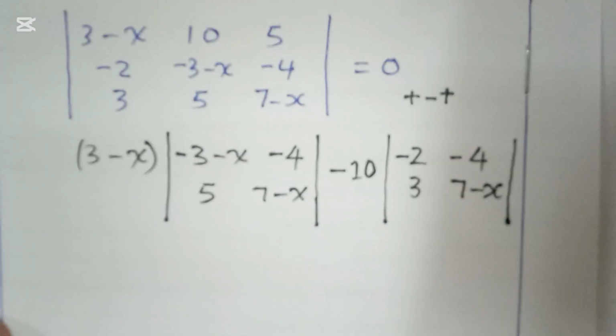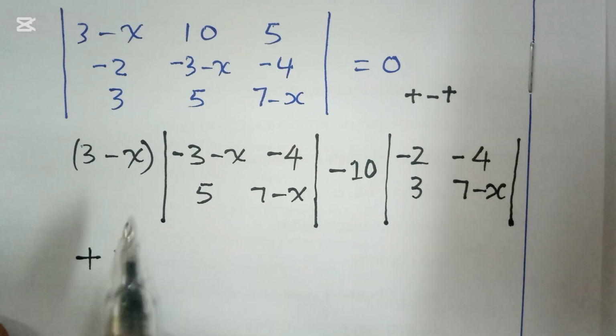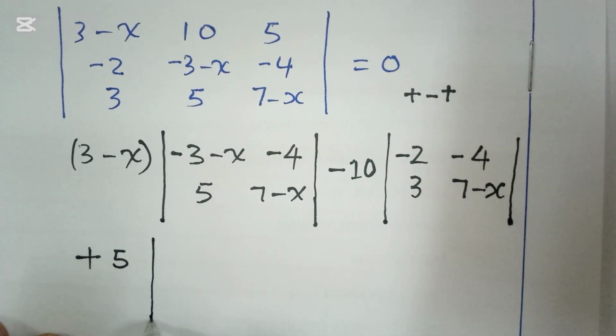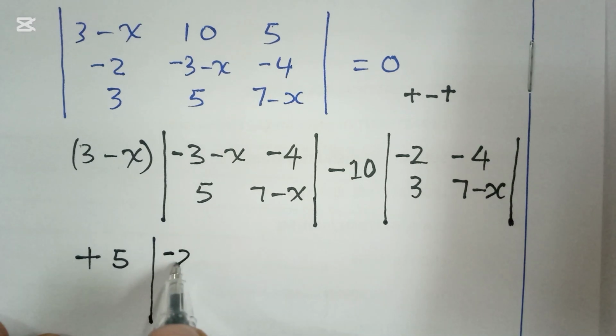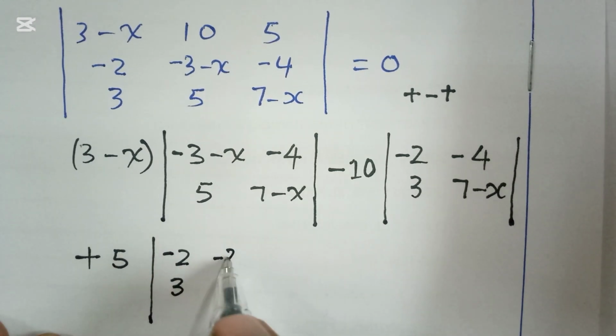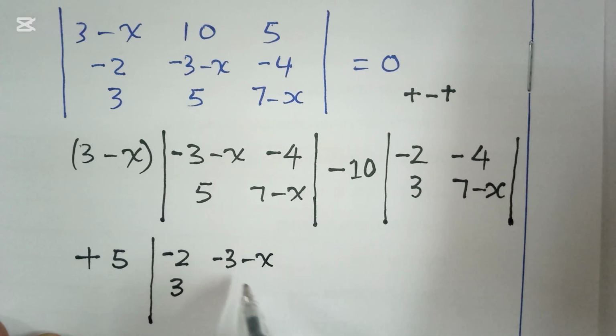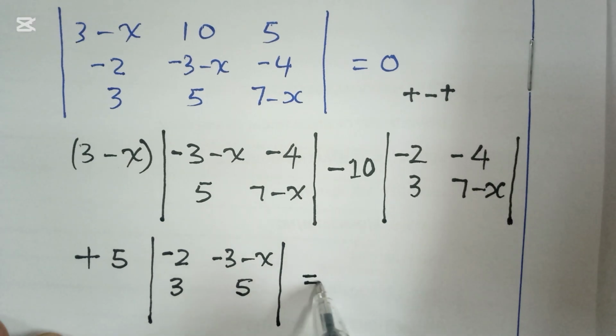Finally guys, we can come to 5. We still cover the row of 5 and the column, and we are left with negative 2. We have 3 there, and we have negative 3 minus x. And here we have 5, like that. So this guys now should give us 0.